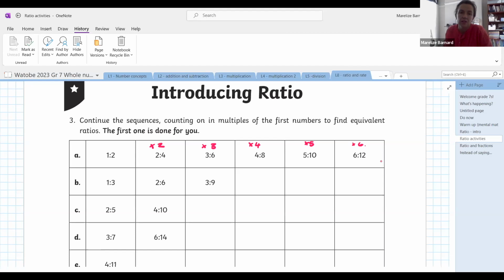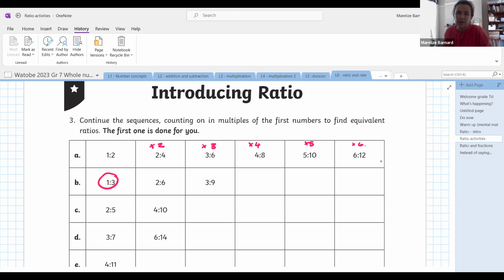Okay, so now we start with 1 to 3. We're going to times by 2. So 1 times 2 gives me 2. 3 times 2 gives me 6. So 2 to 6 is an equivalent ratio to 1 to 3.